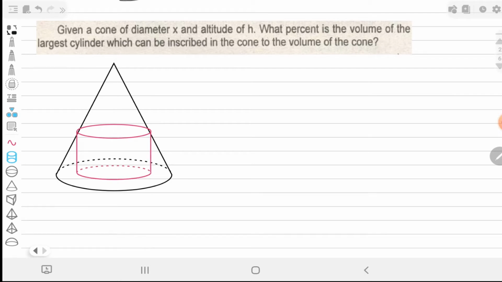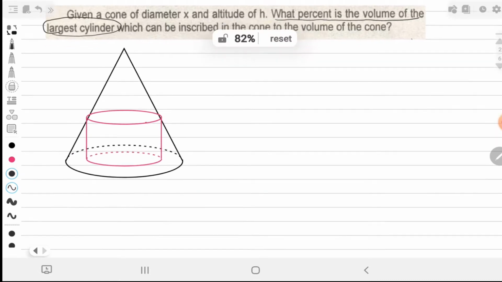So what would be the largest cylinder na pwedeng ipasok dyan sa cone na yan? Note, ito dapat nakapasok dyan. Pangit lang yung drawing. So para natin ito diskartehan, ganito lang yan. Since you would get the volume, which can be described in the cone to the volume of the cone. So what percent is the volume of the largest cylinder that can be inscribed in the cone?